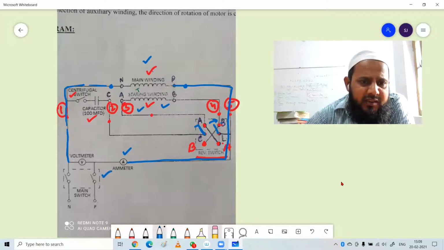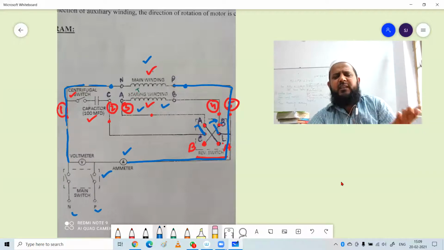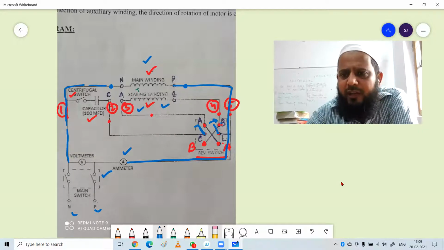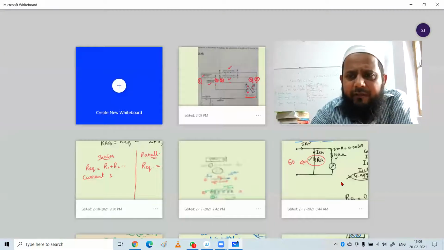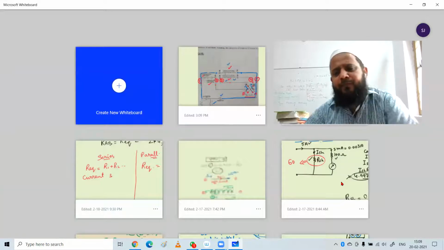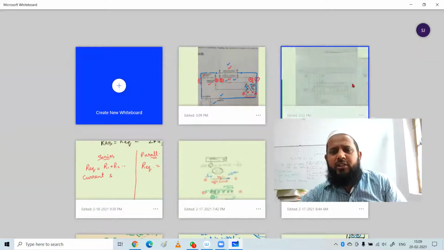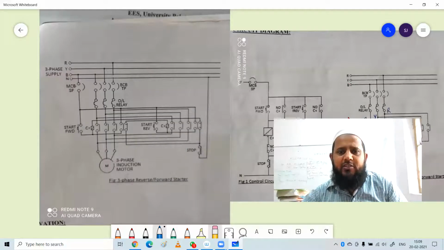Okay, this is our main switch and this is our supply main. So this is all about what the practical setup is on the paper that we will shortly show you. We will work on this practical after a few minutes. Now let us talk about the circuit diagram of three-phase induction motor and how do we control it.